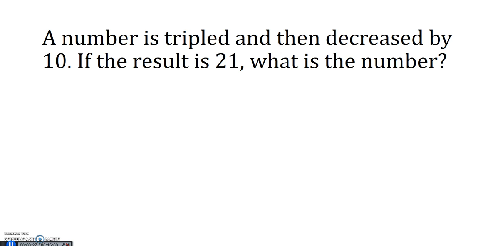A number is tripled and then decreased by 10. If the result is 21, what is the number? So if we start at the beginning, we have a number. I don't know what this number is. I will call this number n.